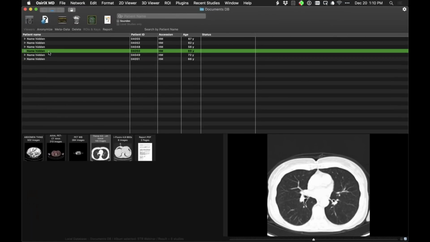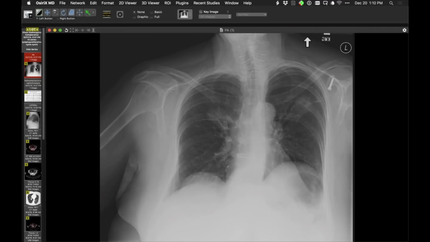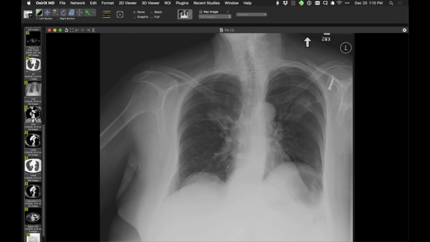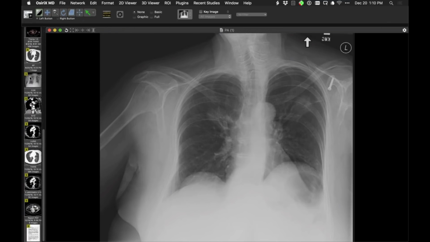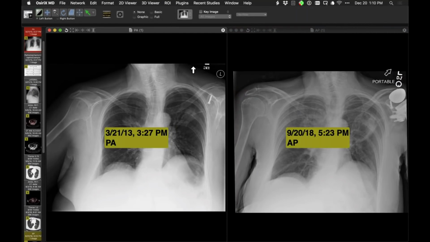So let me show you another one. And by pure chance, I have a number of these that just came up, but these are really nice examples. So let me start this one off by showing you two frontal projections of the chest. And I'll put them alongside. And the time here is March of 2013, September of 2018.